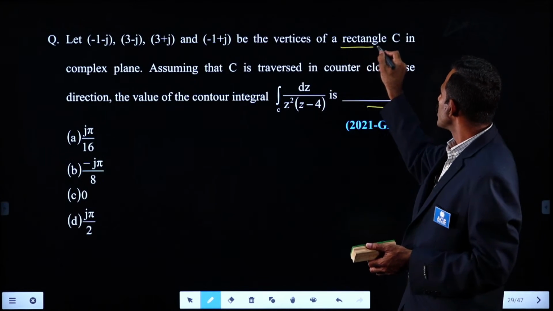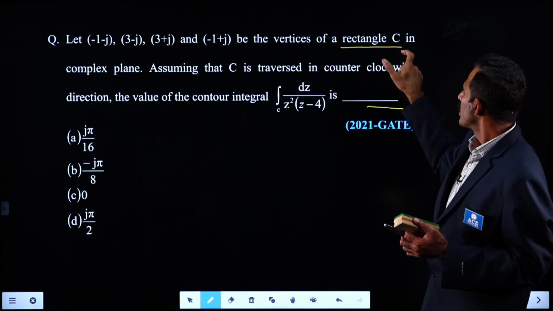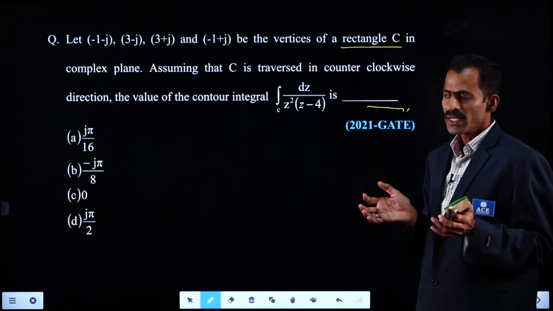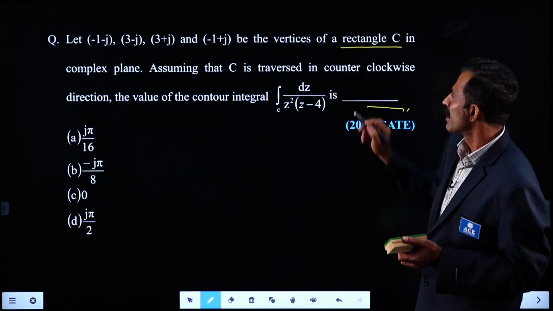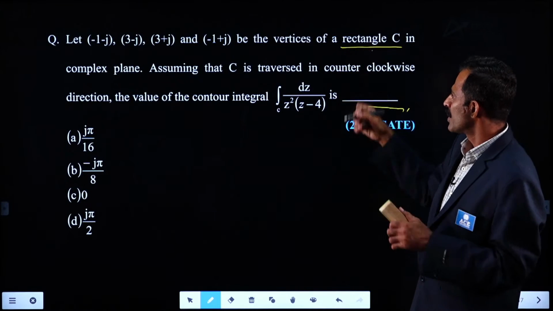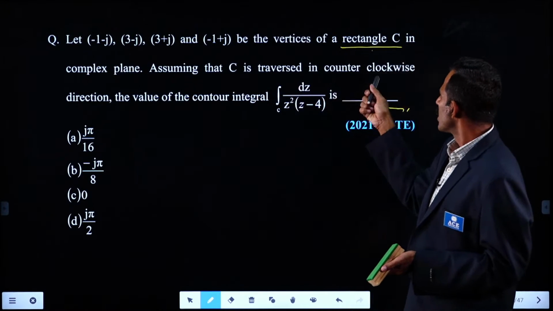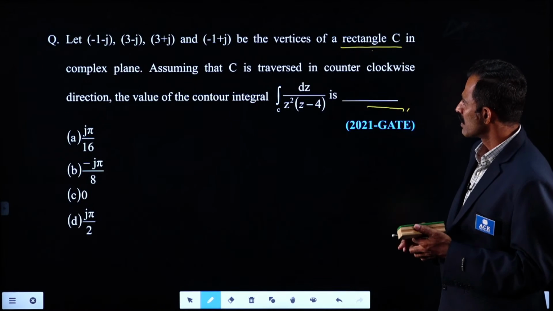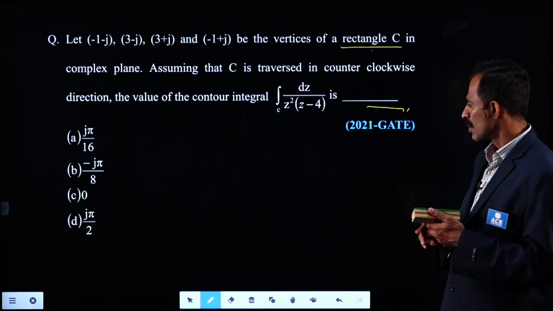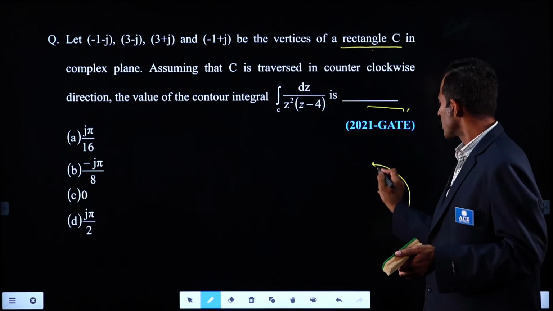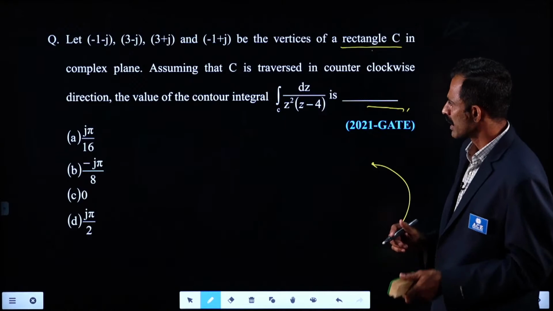Already the name of the region is given. What is the name of the region? Rectangle only. For the rectangle, all four vertices are given in the complex plane. Assuming that C is traversed in the counterclockwise direction. Counterclockwise means this direction. Anti-clockwise is the positive direction.